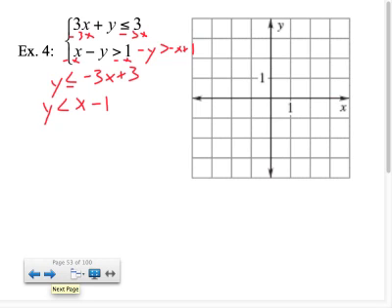So now I have my two lines that I can graph. The first line, negative 3x plus 3, so positive 3, and then I can go down 3, right 1, down 3, right 1. The line's going to be a solid line.